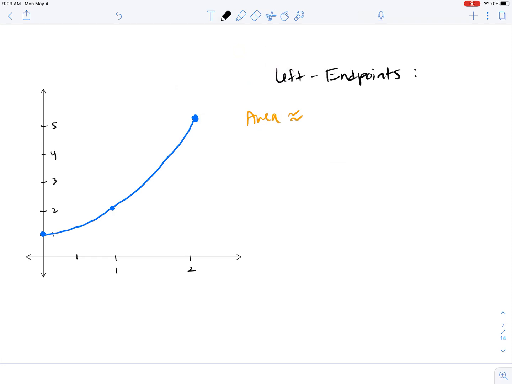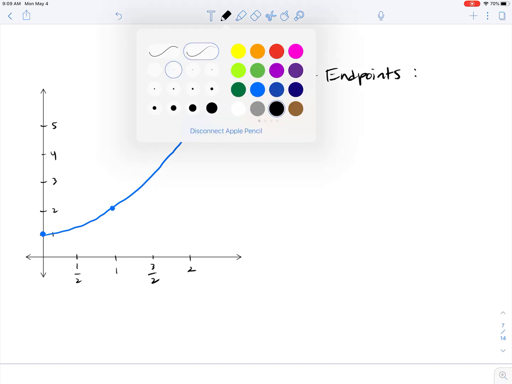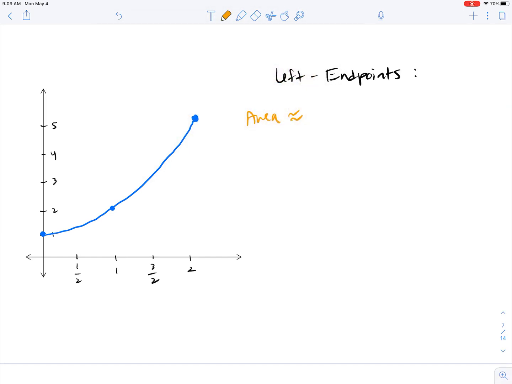Okay, so delta x, the width of the rectangles, will still be 1/2. And 1/2, 3/2. Oops. Okay, so using left endpoints, that means I would use 1/2 to find the height of the first rectangle.